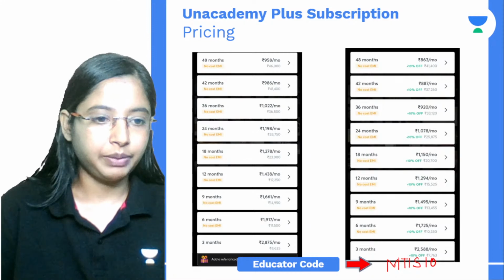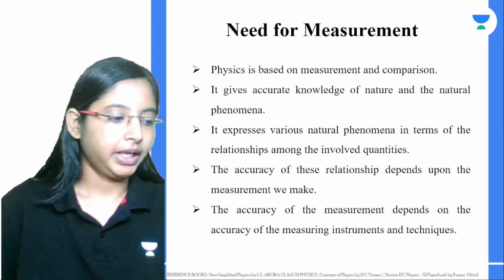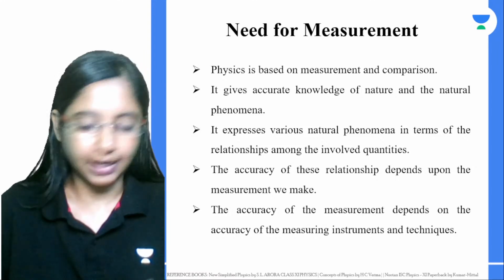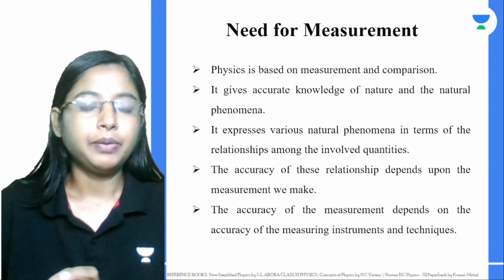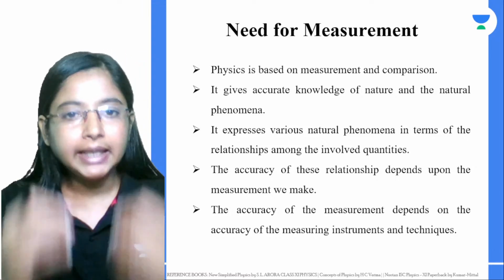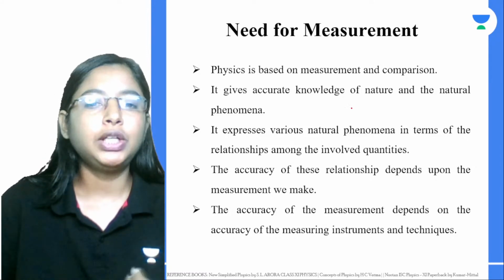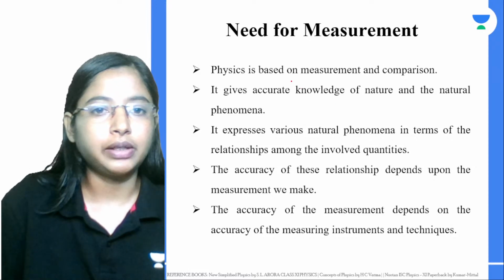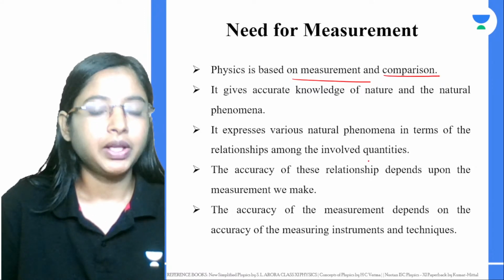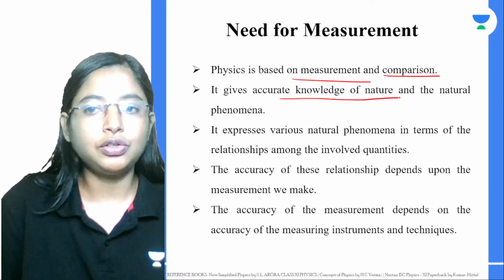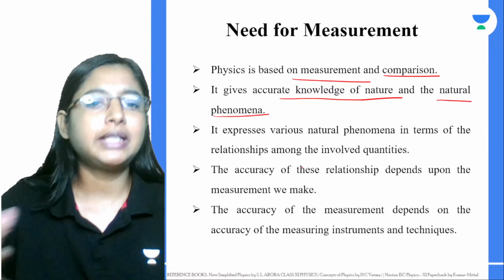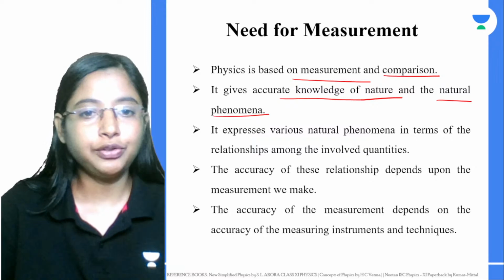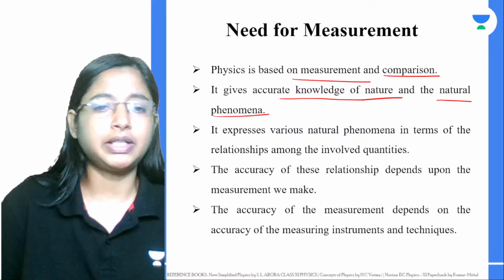And in today's class, we are basically starting with the topic measurements. Physics is a branch that deals with the nature and the natural phenomena around it. If you want to properly describe any natural phenomenon that's happening around you, you need to be able to measure it, and measure it accurately as well. So physics is based on measurement and comparison. Through physics we get an accurate knowledge of nature and natural phenomena. You would learn about why the sky is blue, or why you see a rainbow. All of these are natural phenomena.